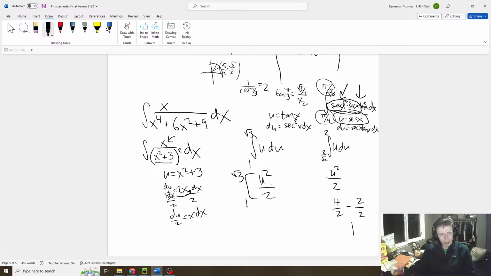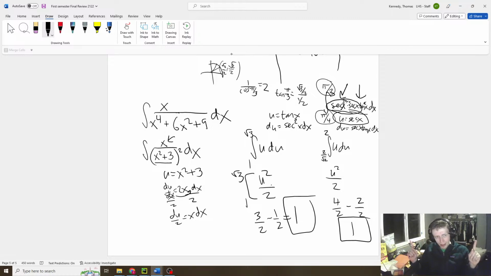And ideally, if we plug in these bounds, we get the same answer. Let's check it out. 3 over 2 minus 1 over 2. Jiggy check. That's 1. Nice. So how about that? I did a trig question where you have to change the bounds, and solved it with two different techniques. One where we made u equal the tangent of x and du was secant squared, and one where u was secant of x and du was secant x tangent x.